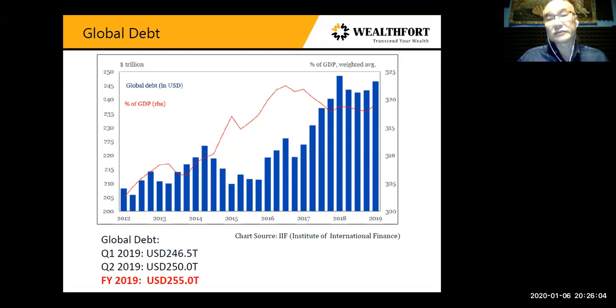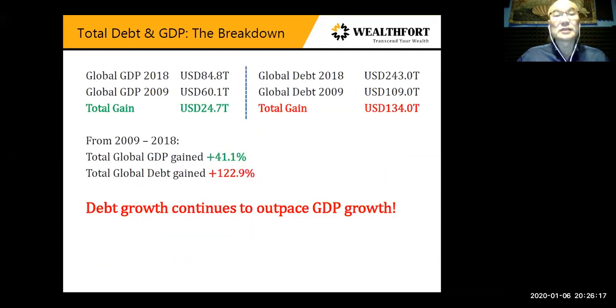Not necessarily, because it's all financed by debt, which means it's borrowing from the future to enjoy the economic fruits today. So let's look at total debt to GDP, breaking it down, how much it has grown since then. Now, global GDP in 2018 was 84.8 trillion, and total GDP just in the aftermath of the global financial crisis was 60.1 trillion. So global GDP has gained $24.7 trillion.